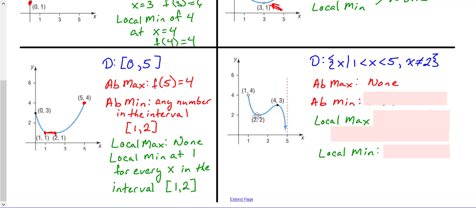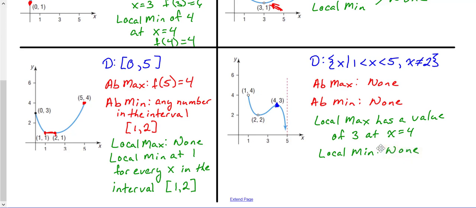Our absolute min, it goes forever down towards 5. So there is no absolute minimum. So our local max, we do have a hill with a closed circle located at 4, 3. So we do have a local max that has a value of 3 at x equals 4. Now, the valley is an open circle. So once again, if it's an open circle, that means there is no local minimum because that is not included.